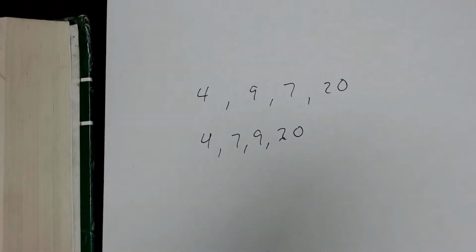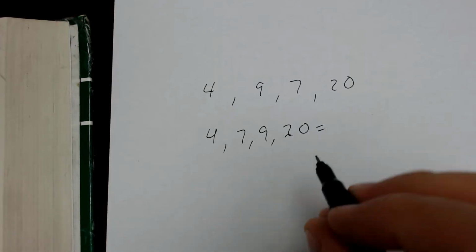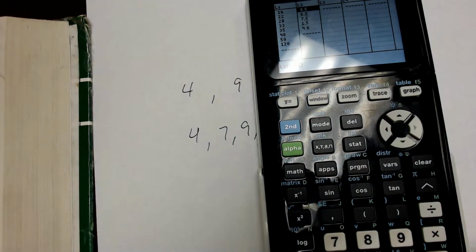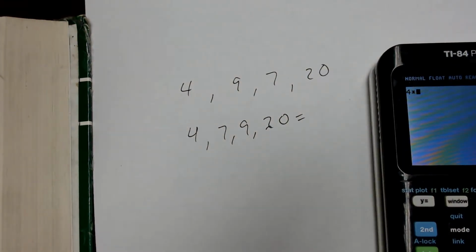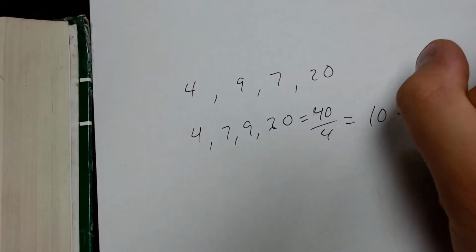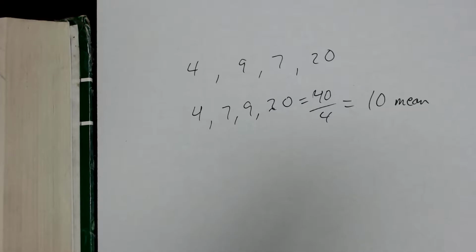Then we have to find the mean, or the average. We add the 4 weights and then divide by 4. 4 plus 7 plus 9 plus 20 comes out to 40. Divided by 4 gives us an average weight, or mean weight, of 10. First thing we're doing is that.